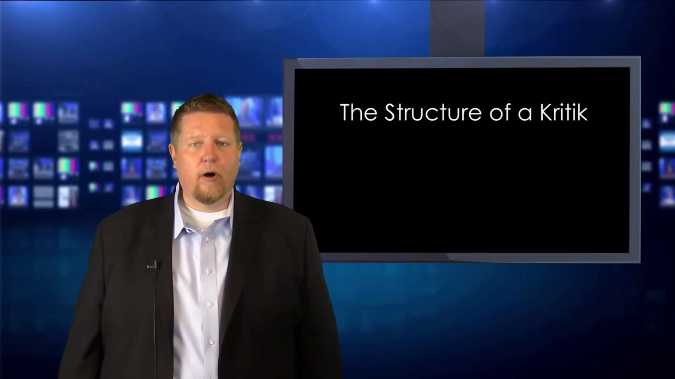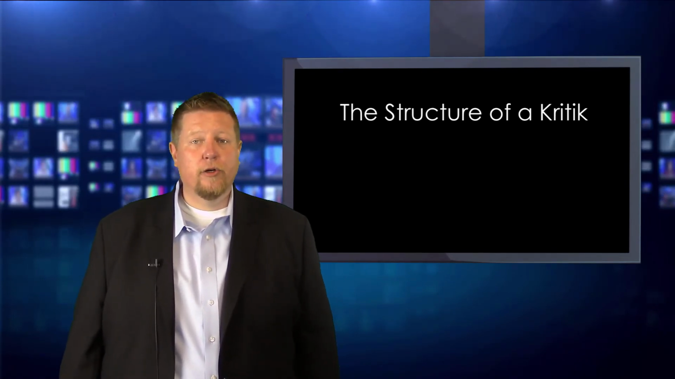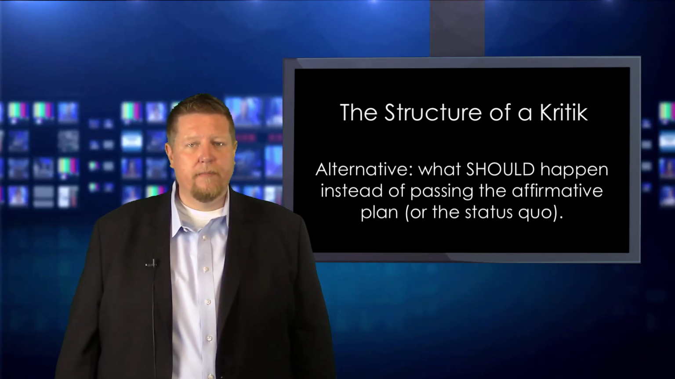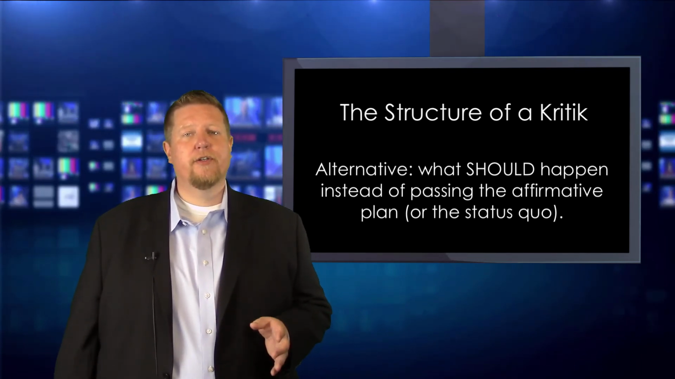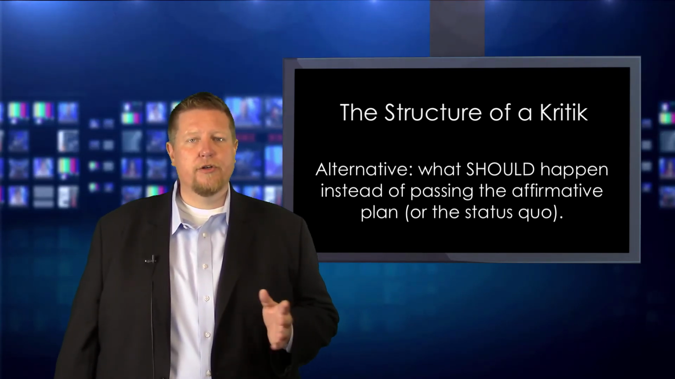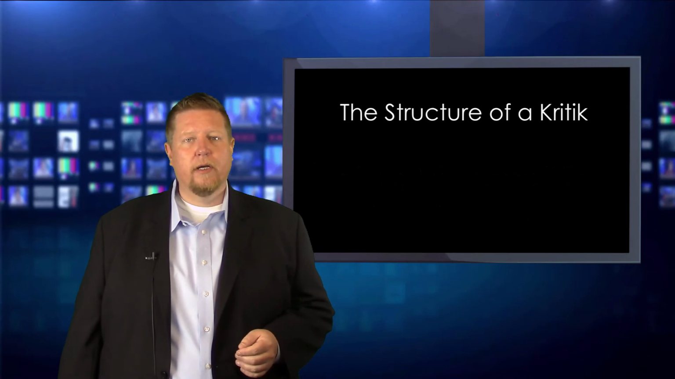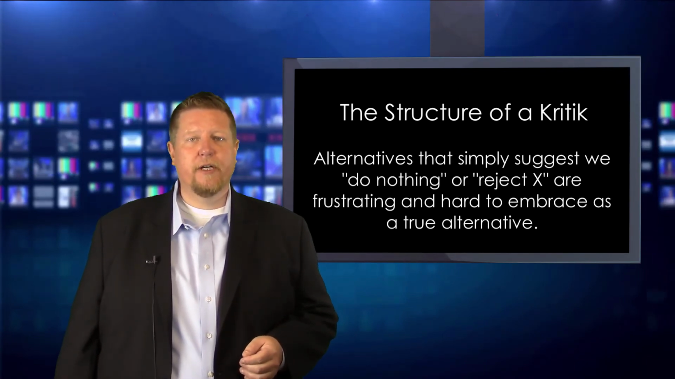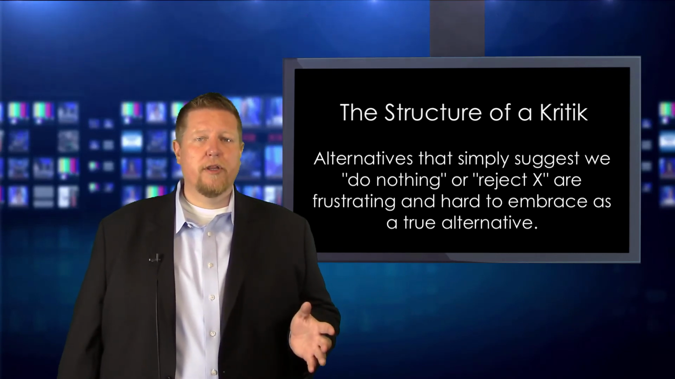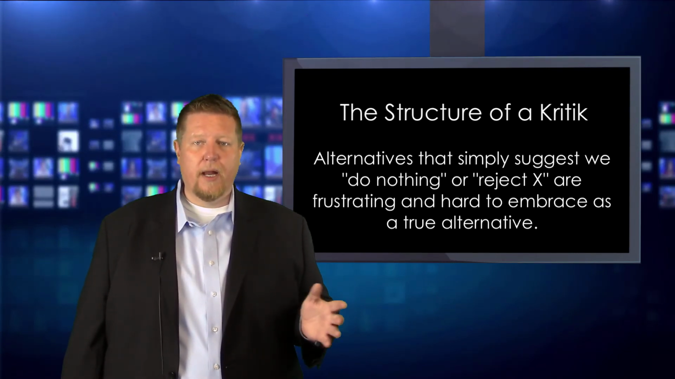The fourth and final part of the critique argument is the alternative, where we describe what should happen instead of voting for the other team. In many instances, the alternative is to simply reject the plan, reject the status quo, or do nothing, which in turn stops the cycle from reoccurring. Oftentimes, the alternative to a critique is the most frustrating part for those who are not familiar with critiques or for those who are rooted in the policymaking part of policy debate.